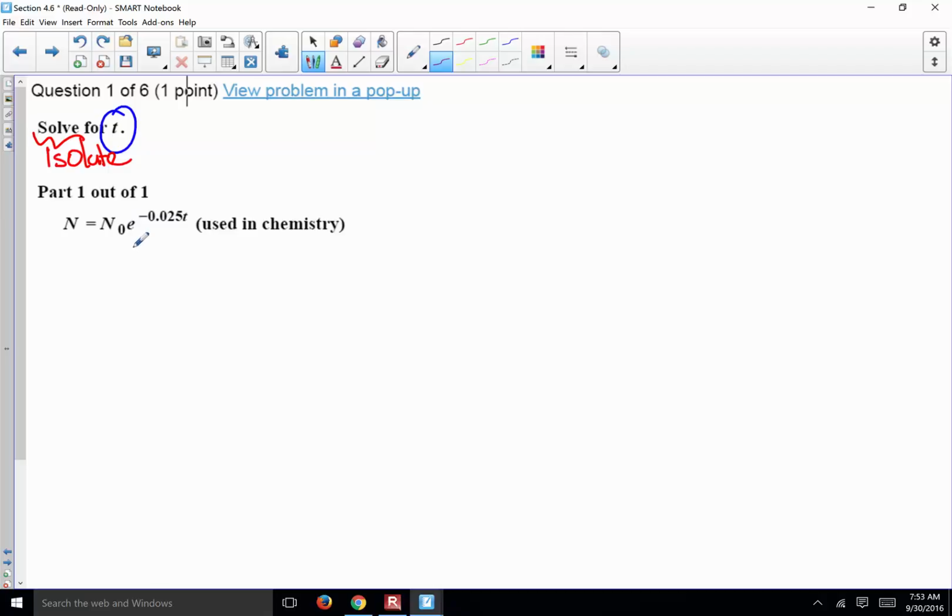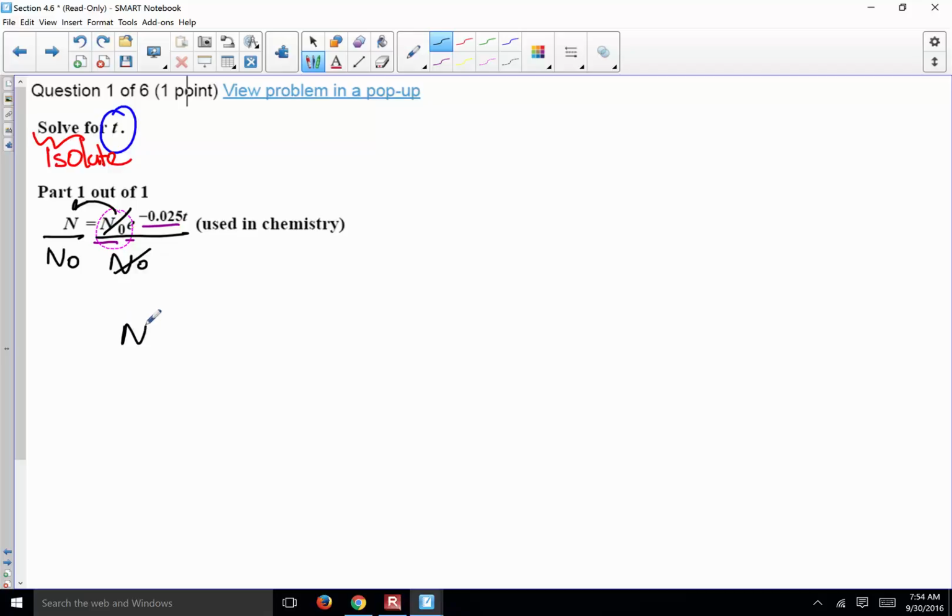So which term here can be got rid of easily first? Which one? We have 1, 2, 3. Pick one of them out of 3. And N sub 0 is the first. The one that's furthest away is this guy. And I want to get rid of it, so how can I get rid of N0 from this side and get it to the other side? Divide. So we will divide both sides by N0.